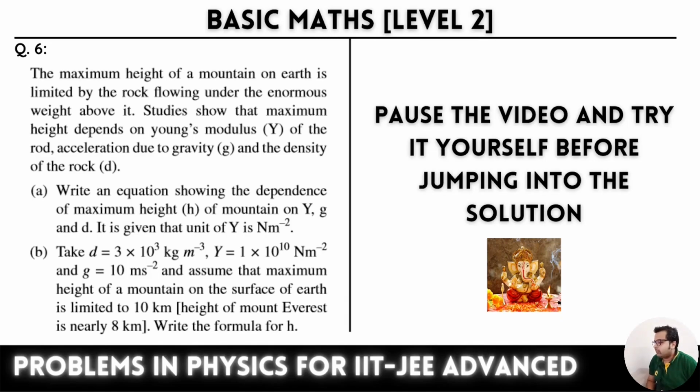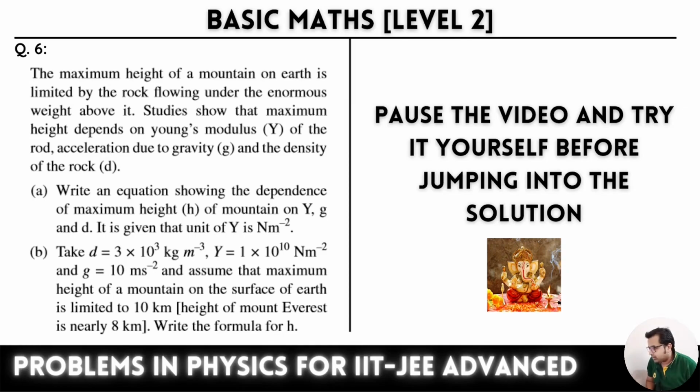Studies show that the maximum height of the mountain depends on Young's modulus Y, acceleration due to gravity g, and density of rock d. Okay, it is given. So A part: write an equation showing the dependence of maximum height of mountain on Y, g and d. It is given that the unit of Y is Newton per meter square. Very nice. It is a very good question. So you have to write the formula for H, and derive the formula for H using the principle concept of dimensions.